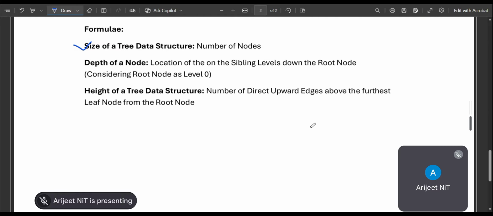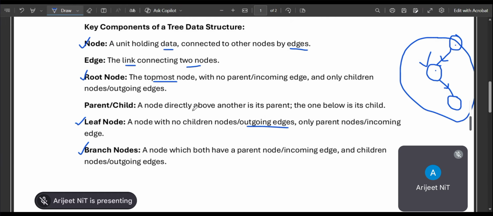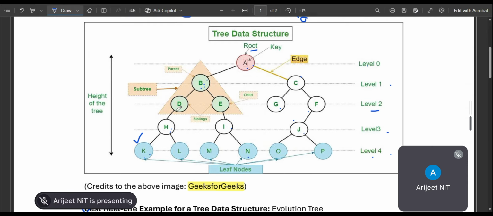As I said, it is the number of direct edges from the furthest leaf node up to the root. Basically, we have to choose the furthest leaf node, that is K, and the root node, and calculate the distance between them by counting the direct edges. Direct edges would be these, and hence the height of this tree data structure is 4.